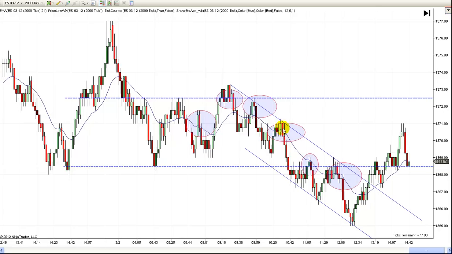And this is the same thing here. This is just a pullback to the EMA and the trend line. The market's going lower. And if you didn't take this one too, I could see why you might have got fooled a little bit. But we had this trap.